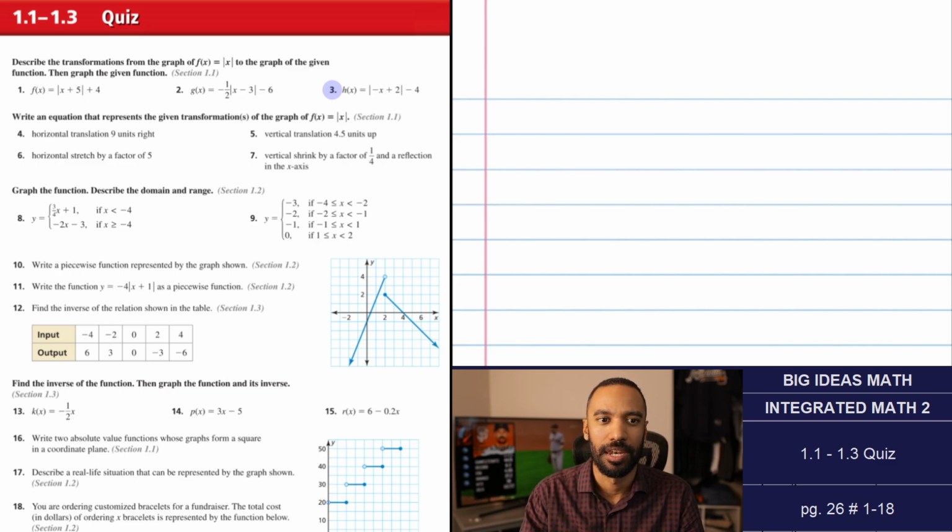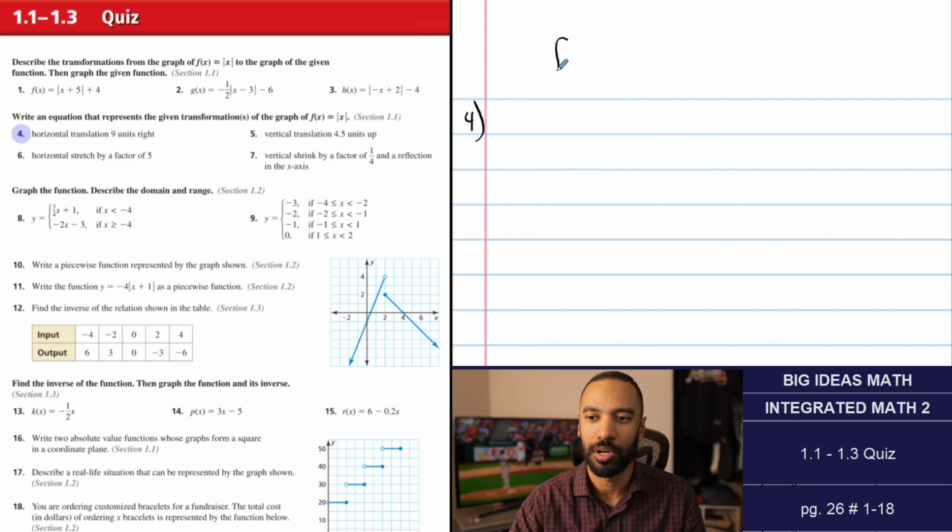Okay, numbers 4 through 7. Still absolute value, section 1.1. Write an equation that represents the given transformations of the graph of f of x equals absolute value of x. So this time they are giving us the transformations. If we determine what a, h, and k are, we will write it in, once again, this form based on what they state. So let's take a look.